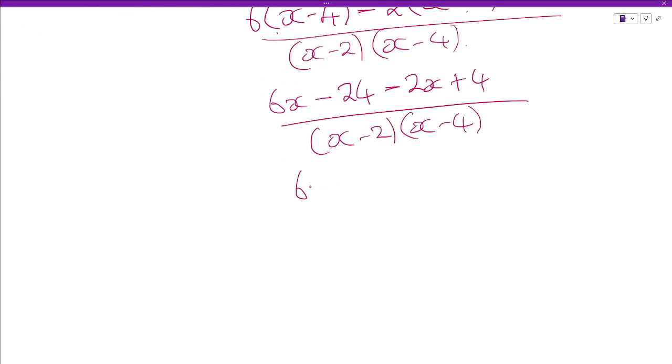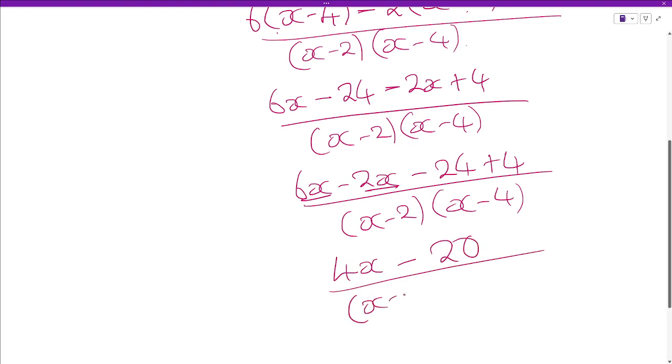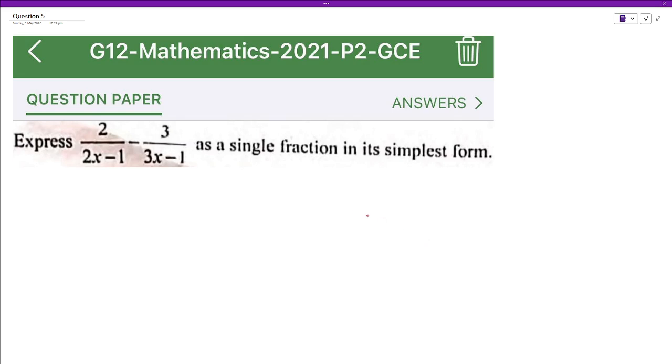So 6x and 2x are like terms. Then negative 24 and positive 4 are also like terms. So x minus 2, x minus 4. 6x minus 2x gives us 4x. Okay, negative 24 plus 4 gives us negative 20. Everything over x minus 2, x minus 4. We are done.